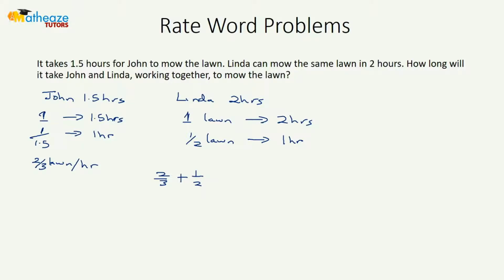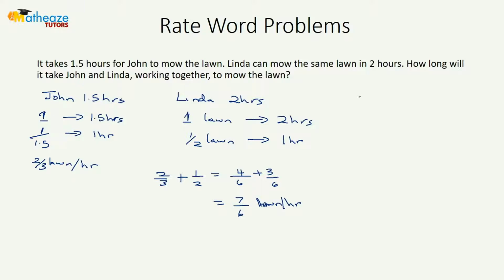So when they work together, their rate of work is going to be, let's do the fraction here, the lowest common denominator of 6. So this is going to be 4/6 plus 3/6, which is going to be 7/6. So if they work together, they can get through 7/6 of the lawn in 1 hour. So if they can get through 7/6 of the lawn in 1 hour, how long will it take them to get through one piece of the lawn?